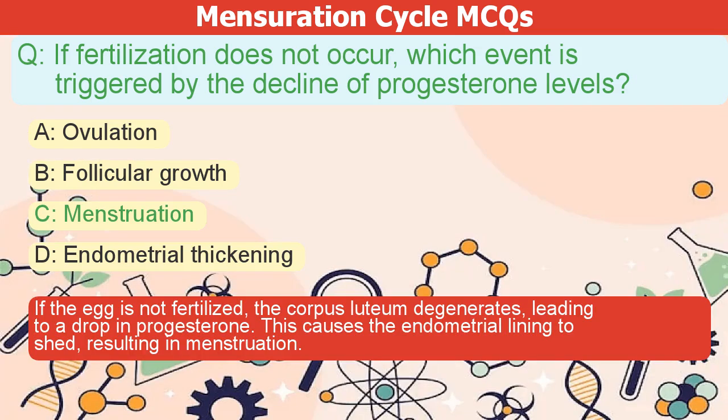The correct answer is C. If the egg is not fertilized, the corpus luteum degenerates, leading to a drop in progesterone. This causes the endometrial lining to shed, resulting in menstruation.